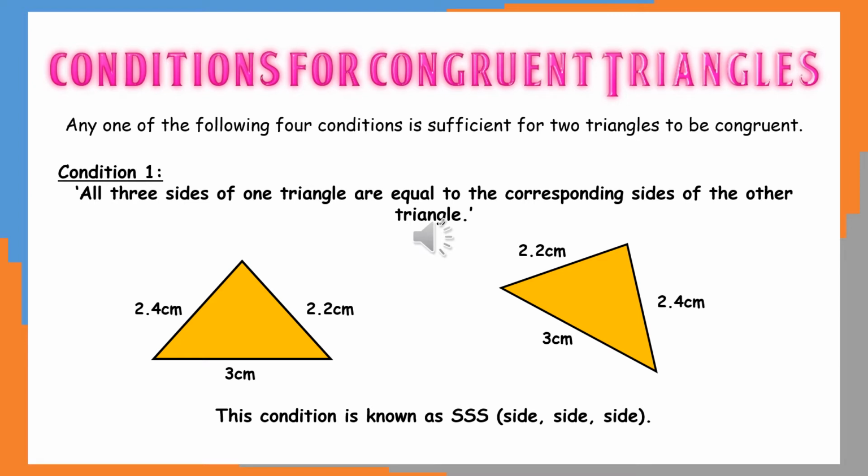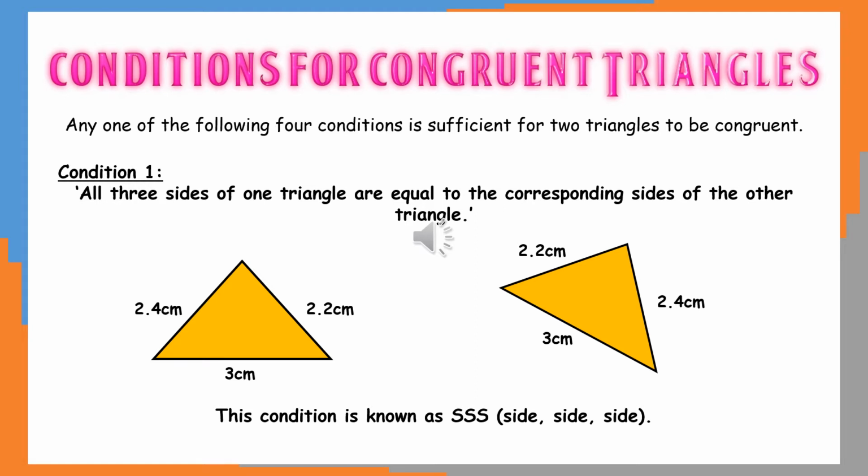Conditions for congruent triangles. Any one of the following four conditions is sufficient for two triangles to be congruent. So we have four conditions. Let's start with condition 1. Condition 1 states that if all three sides of one triangle are equal to the corresponding sides of the other triangle, then the two triangles are congruent.